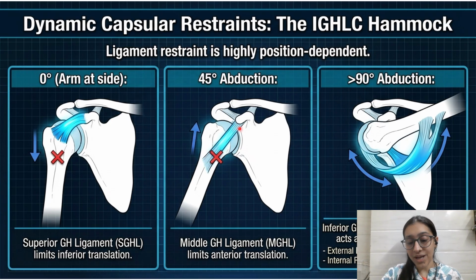Now, at more than 90 degrees of movement, the inferior glenohumeral ligament complex, which acts as a primary hammock, as we have already discussed, actually twists on itself to prevent external rotation as the anterior band fans out, and internal rotation is prevented as the posterior band fans out. So we know that the inferior glenohumeral ligament complex tightens up in entire abduction and external rotation, which is the close pack position of the glenohumeral joint.